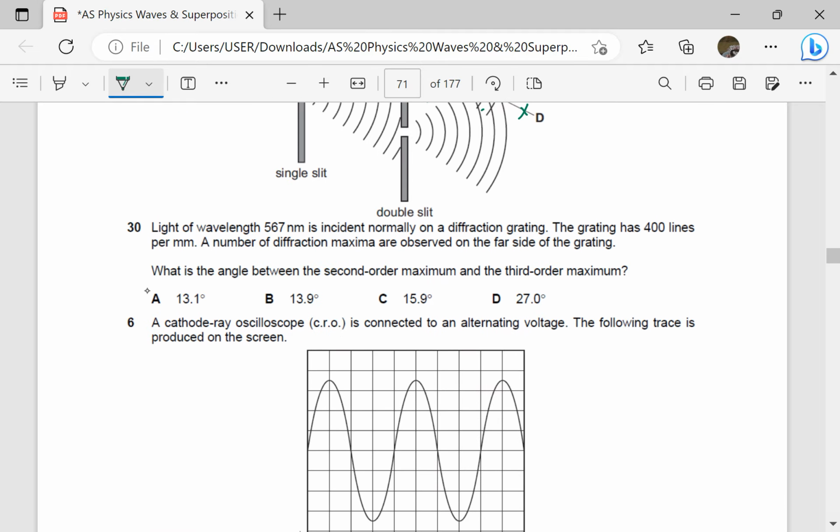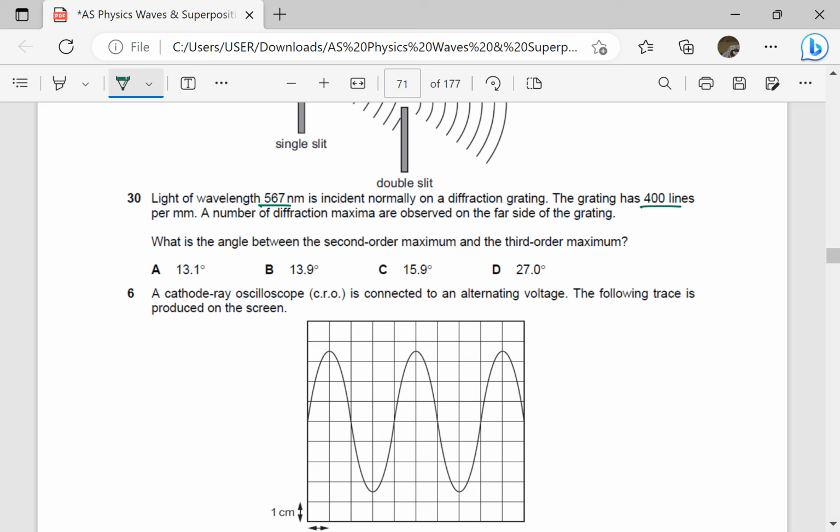Light of wavelength 567 nanometers is incident normally on a diffraction grating. The grating has 400 lines per millimeter. A number of diffraction maxima are observed on the far side of the grating. What is the angle between the second order maximum and the third order maximum?